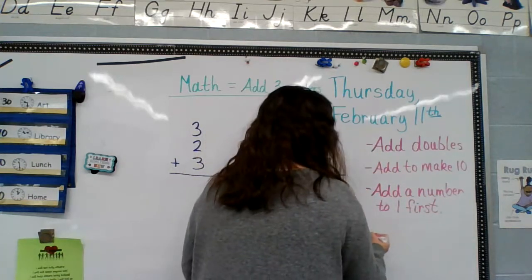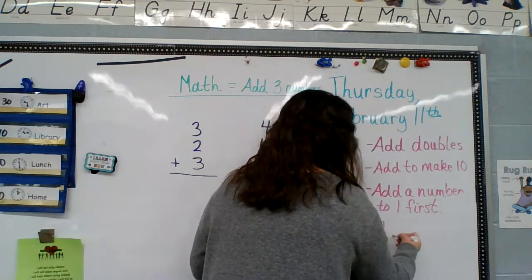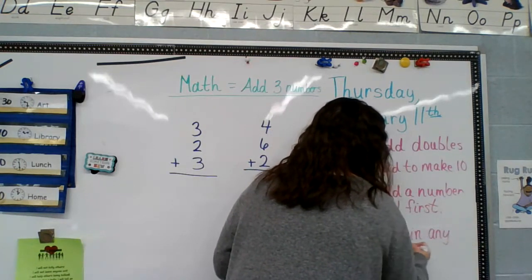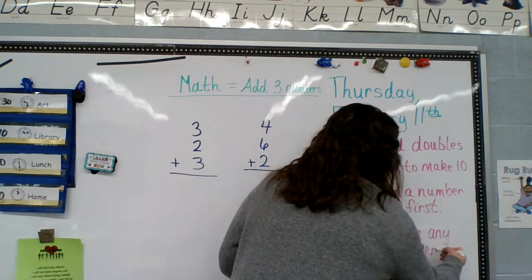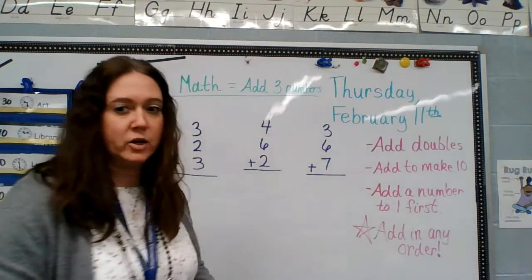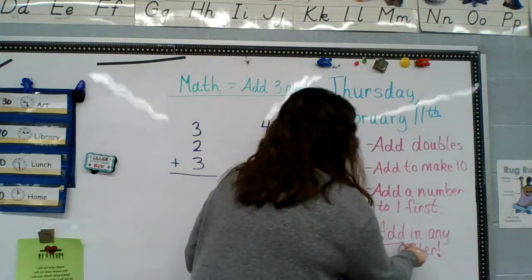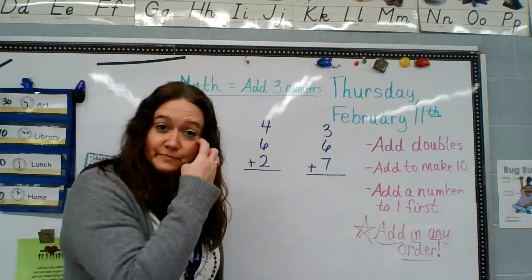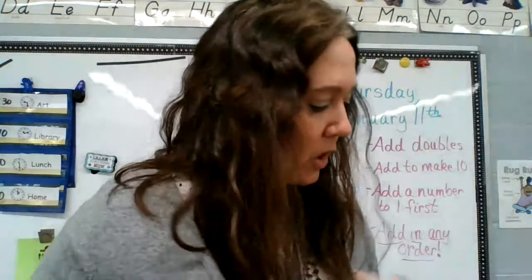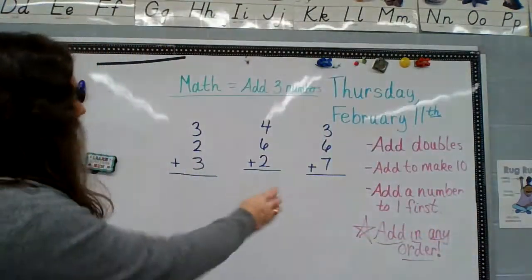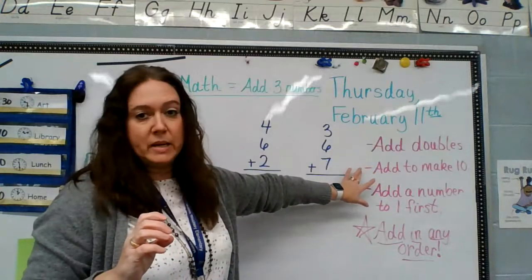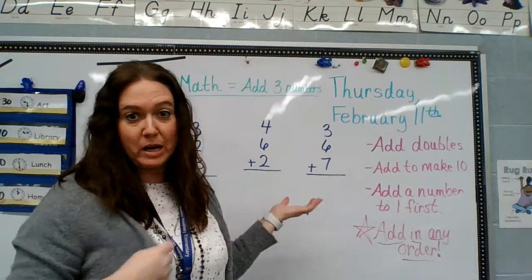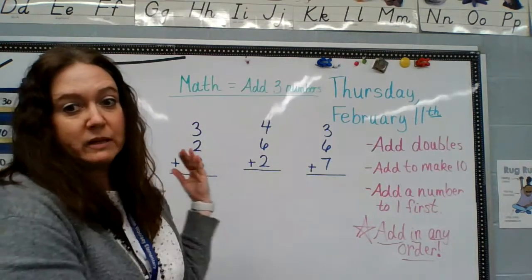But really, you can add in any order. It doesn't matter. When we add, it doesn't matter what order. Add in any order. Any order is fine. Okay? So, let's practice. So we can add doubles, add to make 10, or add a number to 1 first if 1 is in the problem, which I didn't make. I could quickly make 1 though.